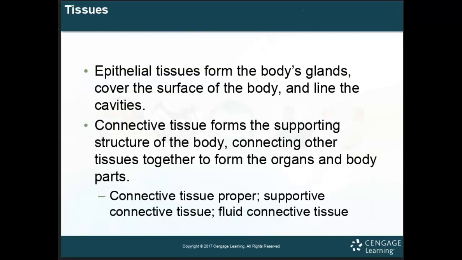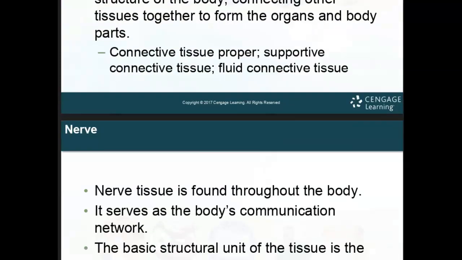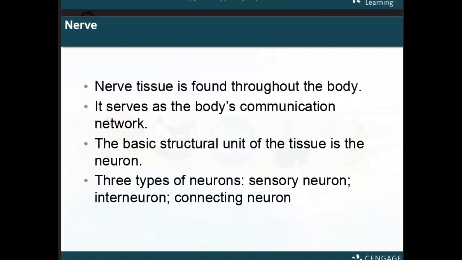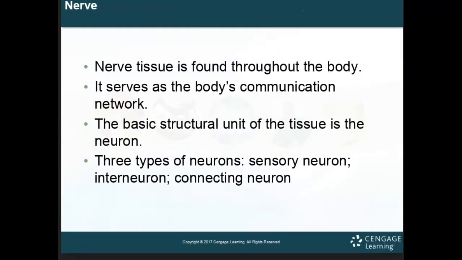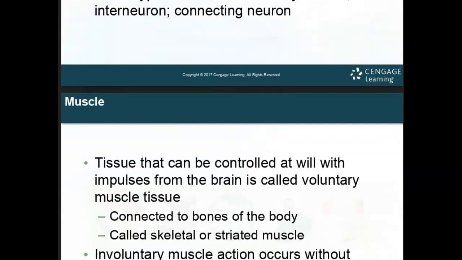Connective tissue forms the supporting structure of the body, connecting other tissues together to form the organs and body parts. Connective tissue proper is supportive, connective tissue fluid, connective tissue. There's all different kinds. There is nerve tissue, which is found throughout the body. It serves as the body's communication network. The basic structural unit of the tissue is the neuron. There are 3 types of neurons: sensory, interneuron, and connecting neuron.